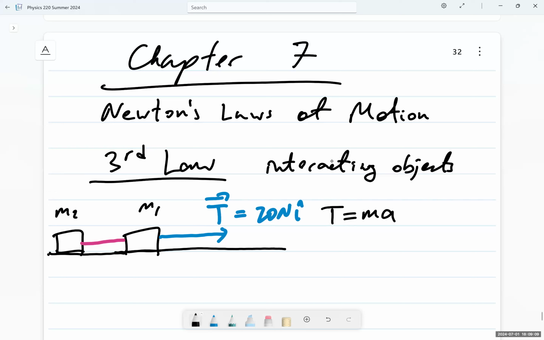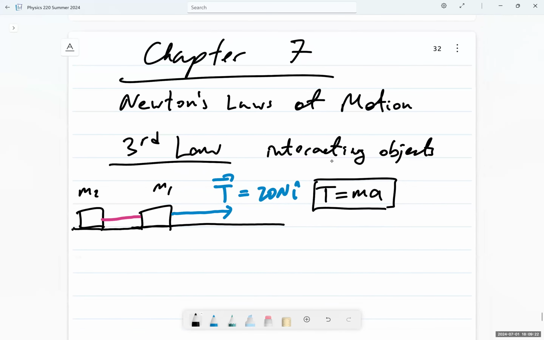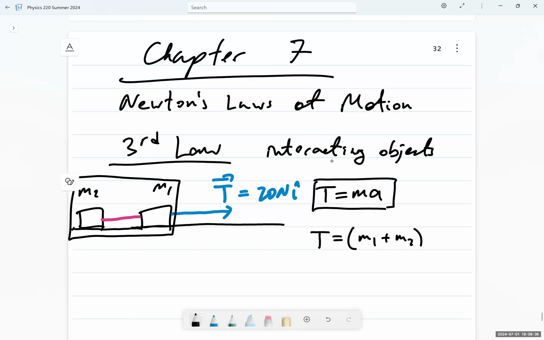Because mass 1 and mass 2 are connected, both of them are going to move together. So this equation is going to be similar to what we had for one object. The difference is that the tension is now acting on the system of two masses. That means it's going to be M1 plus M2 times the acceleration of the system. But now we have two objects, so object 1 has acceleration 1 and object 2 has acceleration 2. The question is, how are those two related?